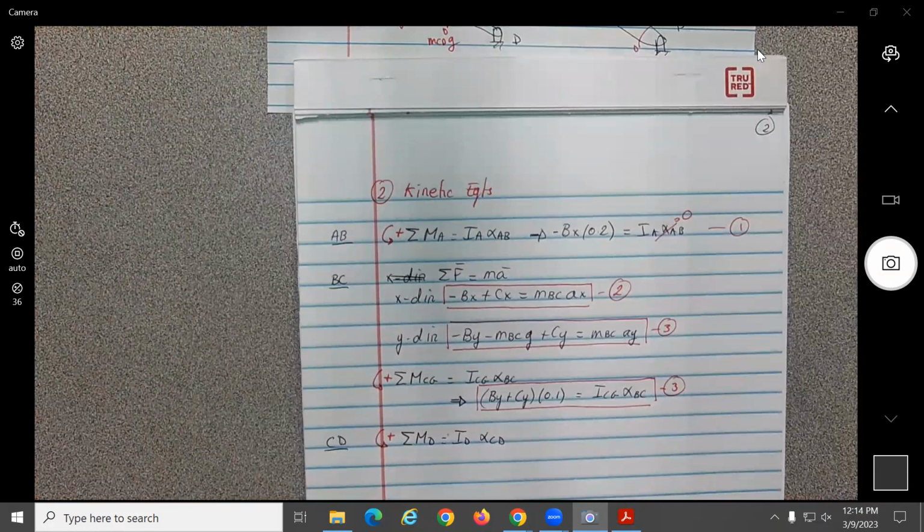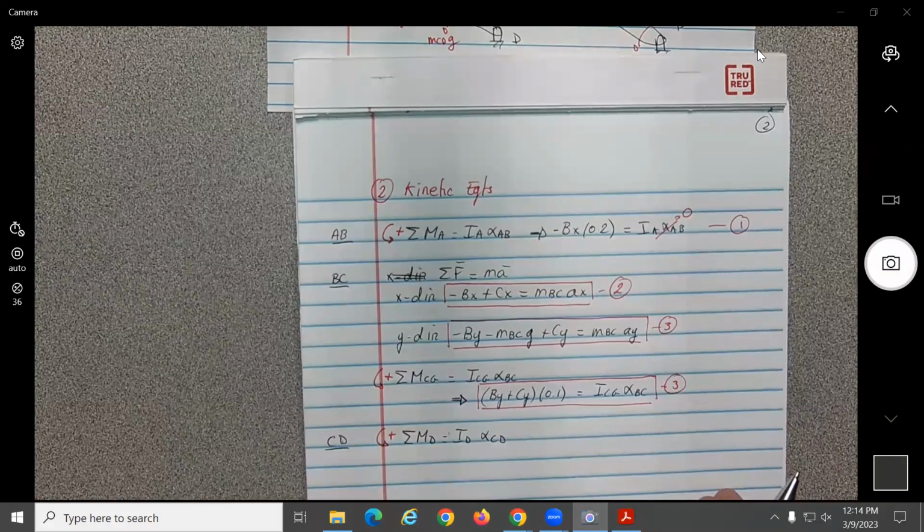And take clockwise positive. When is this assignment due? The Thursday after the break, no? Tuesday. Tuesday, okay, I'm going to move it to Thursday.